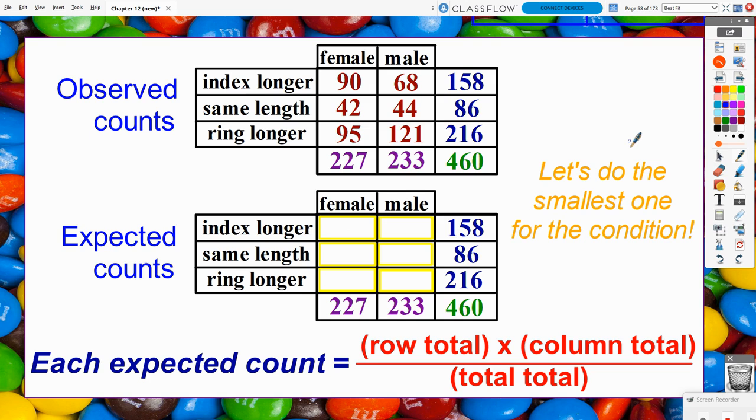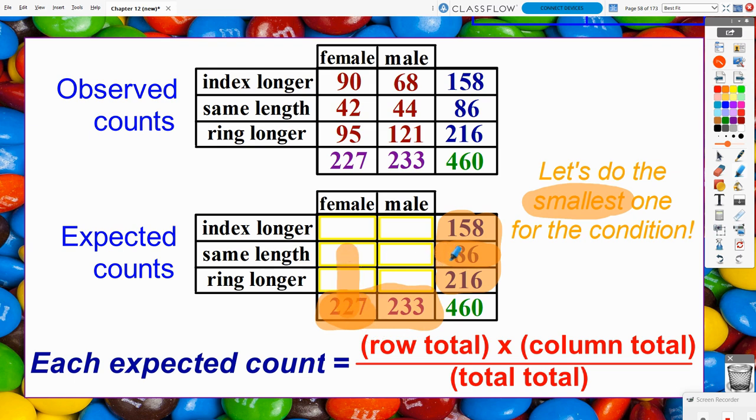I'd have to go back and look at a rubric to see if you have to provide all of the expected counts or just show work for one expected count. I can't remember, but I would probably write down all of the expected counts if you're taking the AP stats exam. Now, how did we find which one was going to be the smallest expected count? Well, remember, we look at our row subtotals and find the smallest one, which would be this 86, and then look at our column subtotals and find the smallest one. Well, that would be 227.